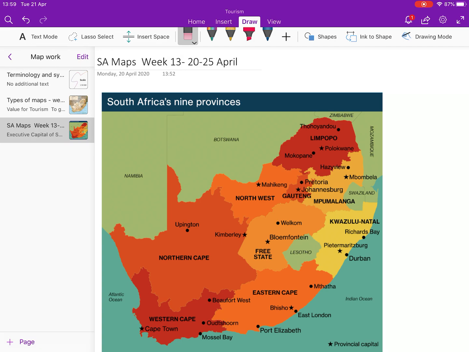We have the Northwest, Gauteng, Mpumalanga, KwaZulu-Natal, Free State, Eastern Cape, Northern Cape, Western Cape, and Limpopo. Now, every time on this map, the capital city is indicated with a star. So let's have a look at our capital cities here.